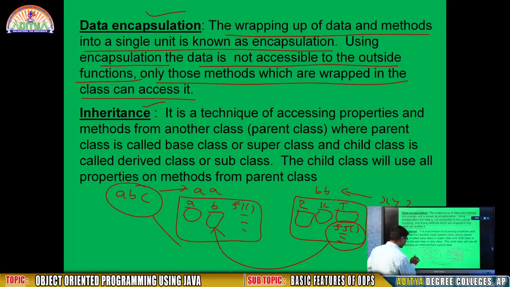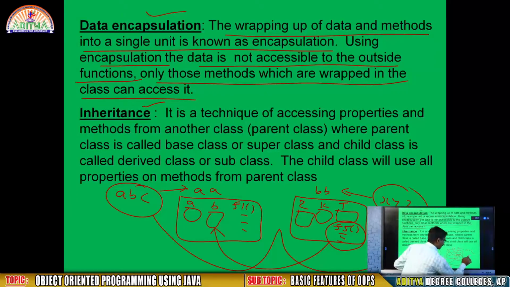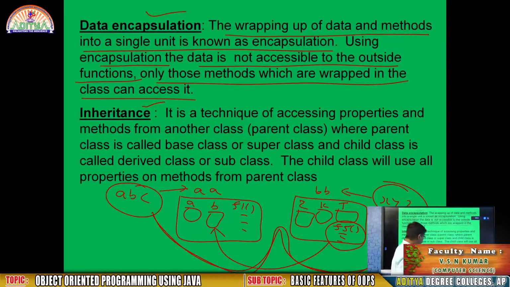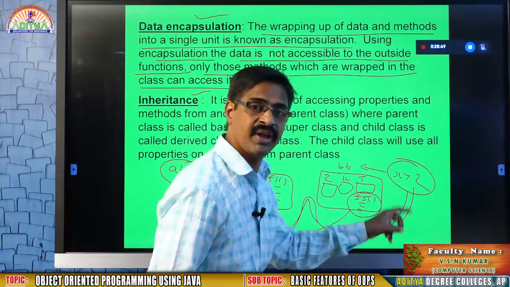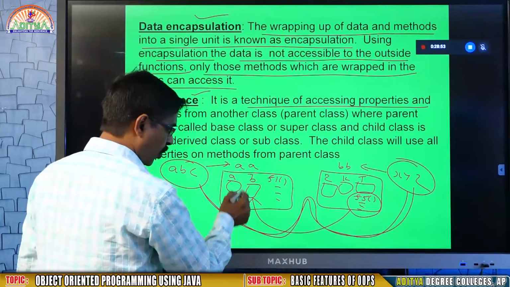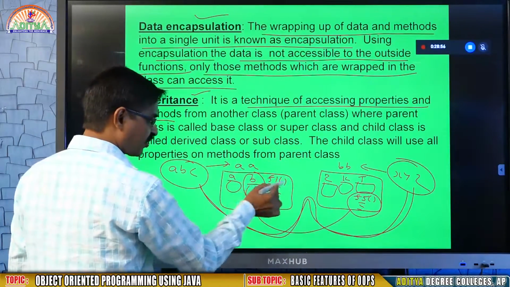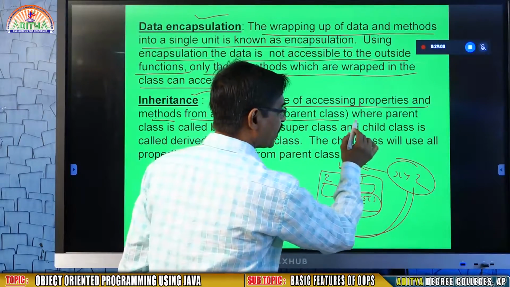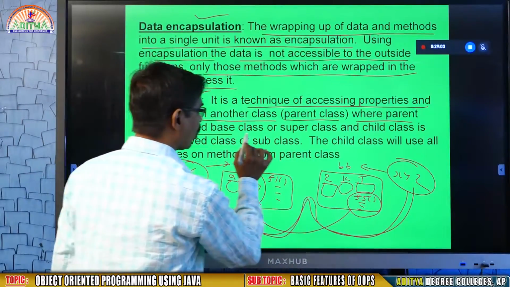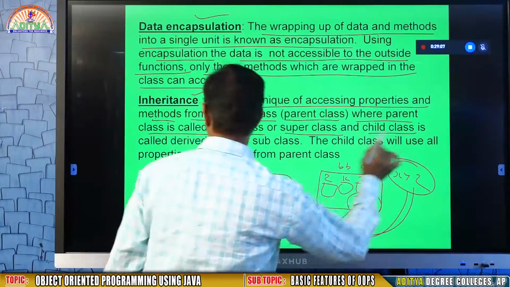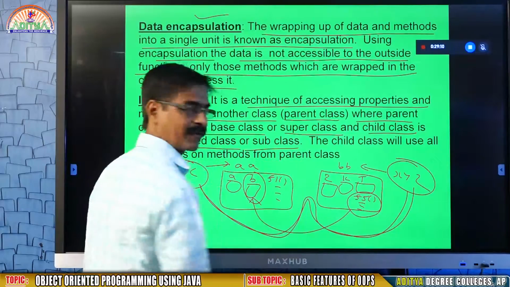If you create a relationship between ABC and XYZ, then it is possible to use the properties of AA in BB. So it is a technique of accessing properties and methods from another class, that is the parent class, where the parent class is called base class or super class, and the child class is called derived class or subclass.